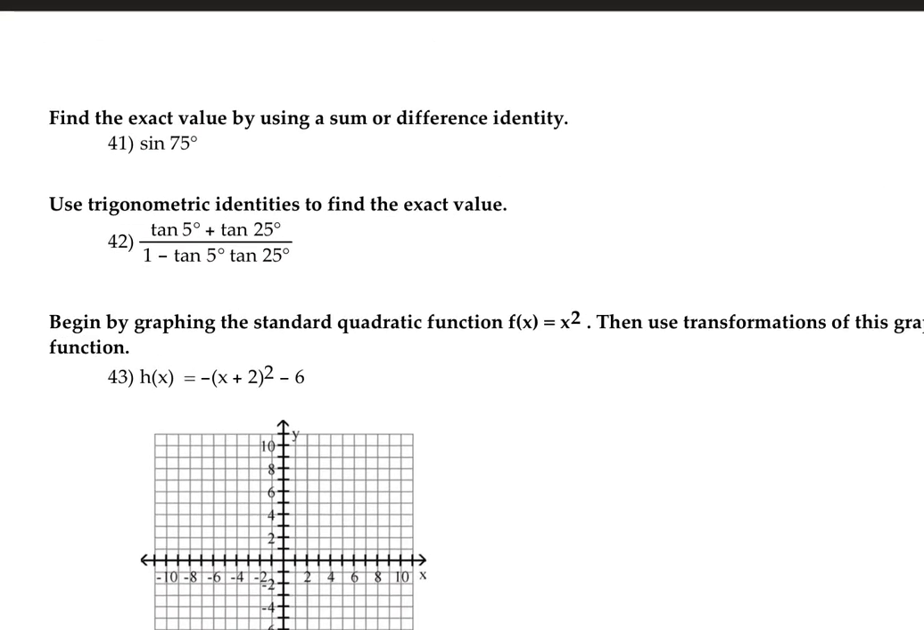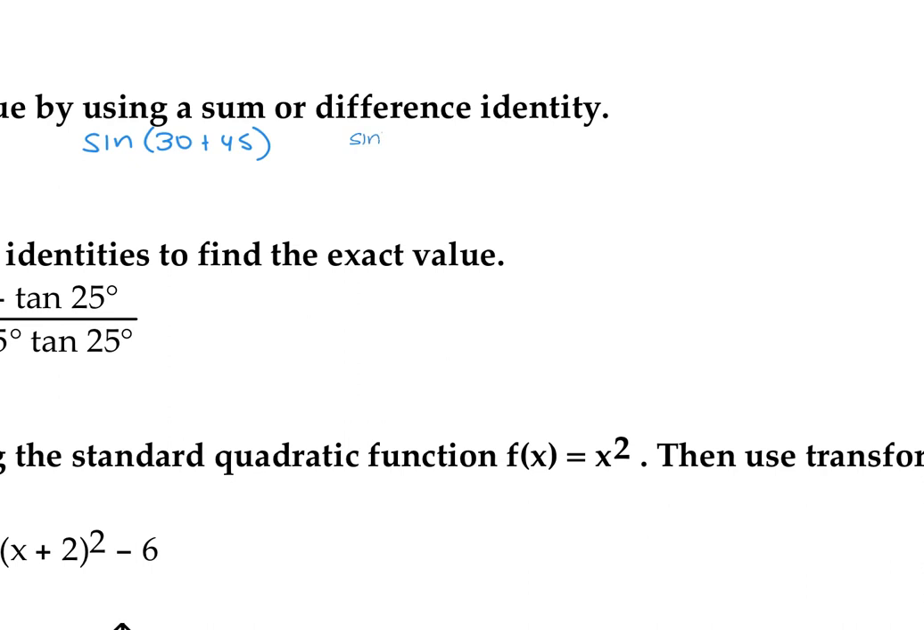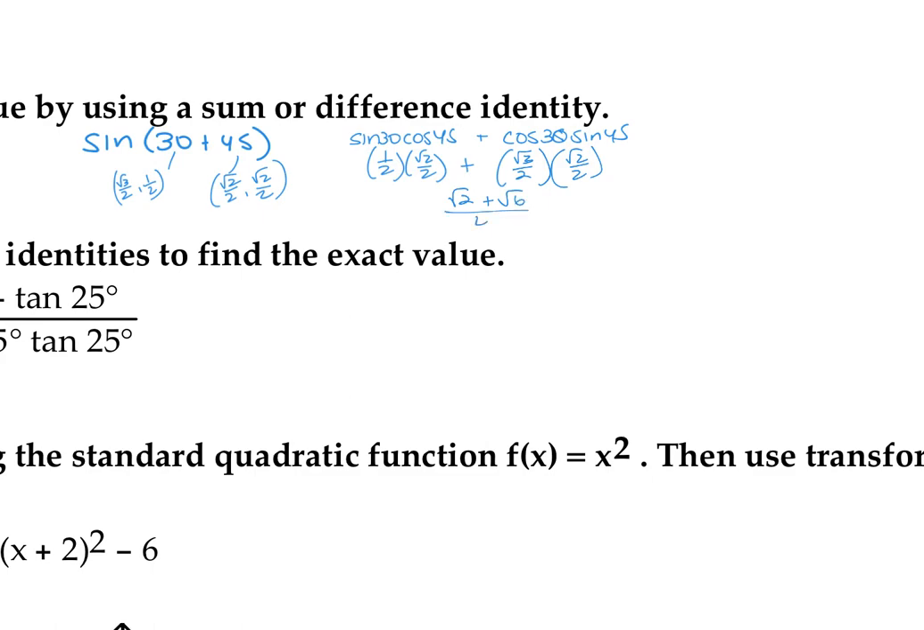Okay, 41 and 42 are from your sum and difference. So sine of 75 would be sine of 30 plus 45, or 45 plus 30, it doesn't matter, which is sine 30 cosine 45 plus cosine 30 sine 45. At 30, my coordinate point is root 3 over 2 and 1/2. And at 45, it's root 2 over 2. So it's 1/2 times root 2 over 2 plus root 3 over 2 times the sine at 45, which is root 2 over 2. And I end up with root 2 plus root 6 over 4.